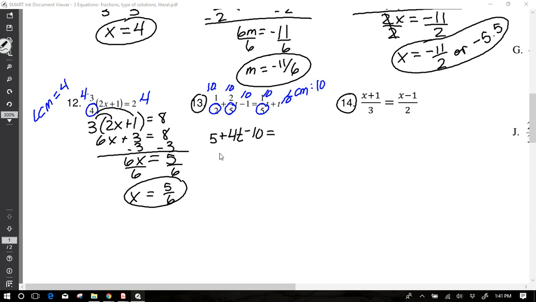10 times 1 is 10, divided by 5 is 2, plus 10 times t. And now I'm looking at a problem that is so much easier to figure out what to do with. We are going to start with combining like terms. So I see a 5 and a 10 here. So that's going to be a negative 5.